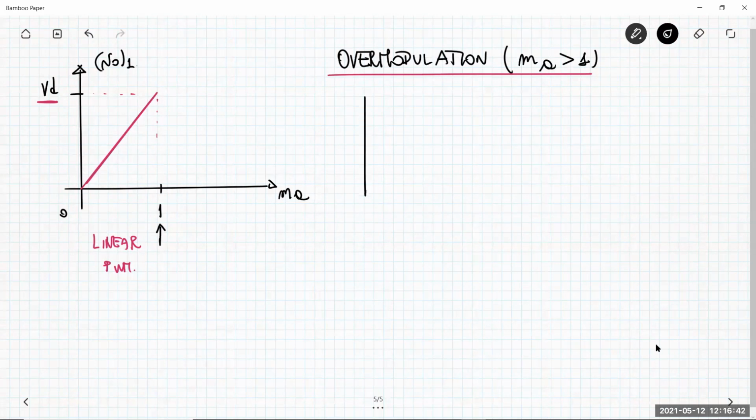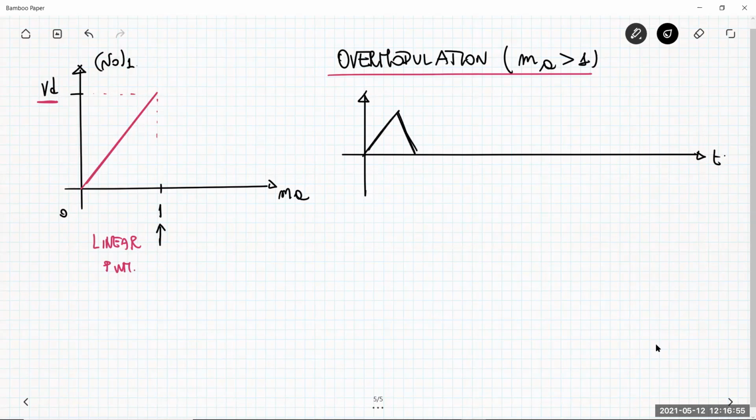Let me consider overmodulation, looking at what happened at the modulator. Okay, the modulator has the triangular waveform like this.